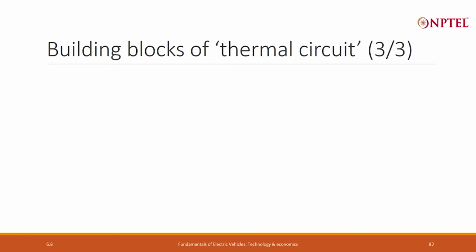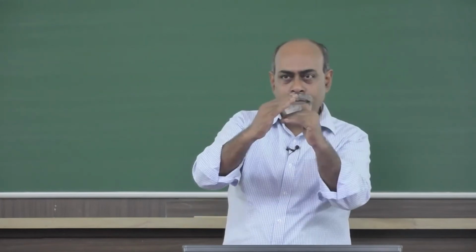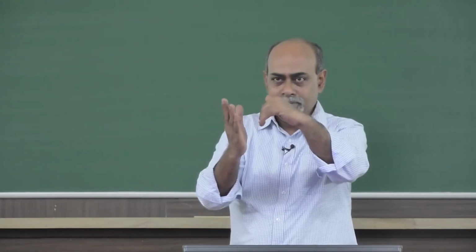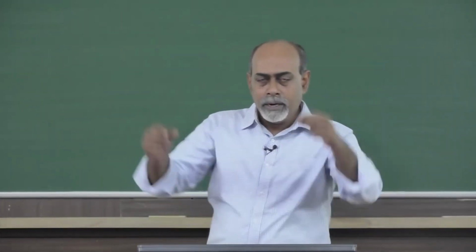The last of the basic building blocks that we will discuss is how do we deal with conduction when it is not happening across a slab, which we all know how to deal with, but instead it is happening across a pipe. Why are we so interested in a pipe? Because if I look at the cross section of the motor, it is like a number of concentric pipes. The innermost pipe has slots and teeth, the slots have copper and the teeth is made of steel, and after that you have another layer of iron called the back iron in the stator, and around it you have the aluminum housing.